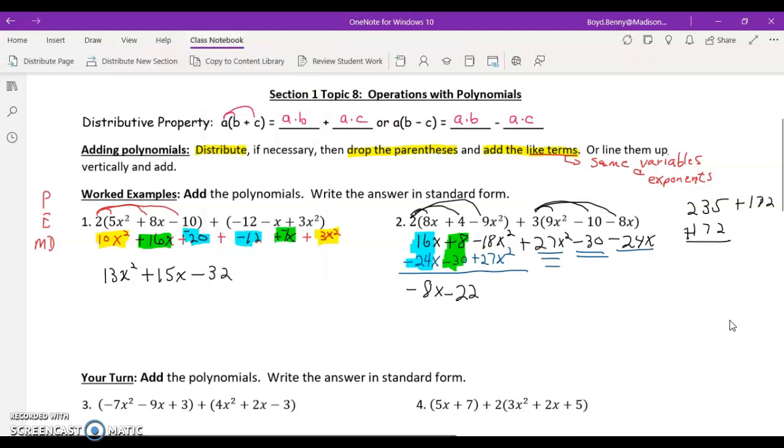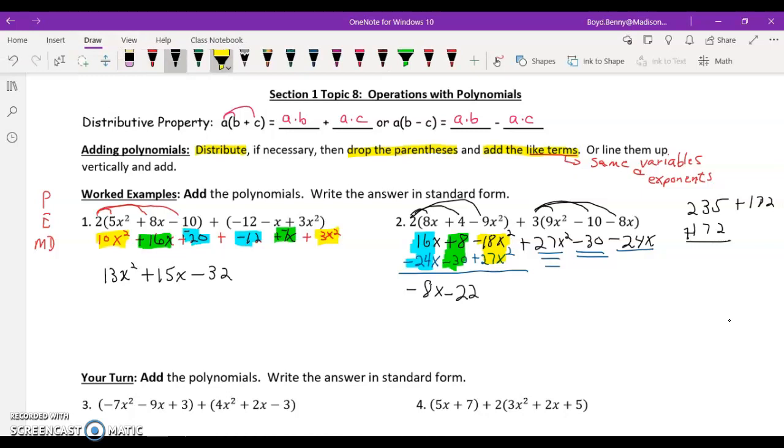And then last, I'm going to add my x squared terms. I've got a negative 18 plus 27, and that is going to give me a positive 9x squared.